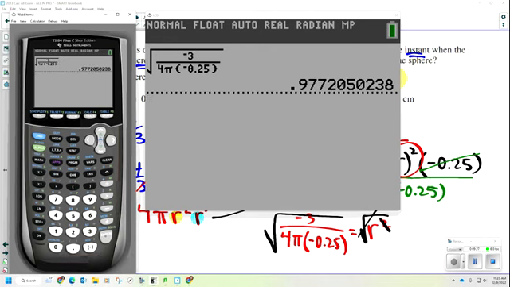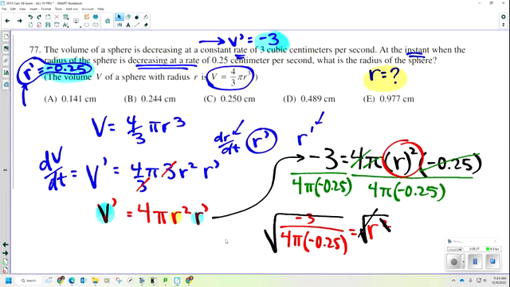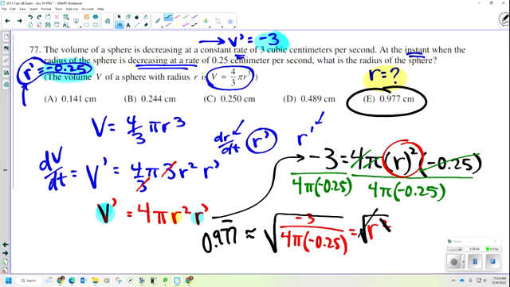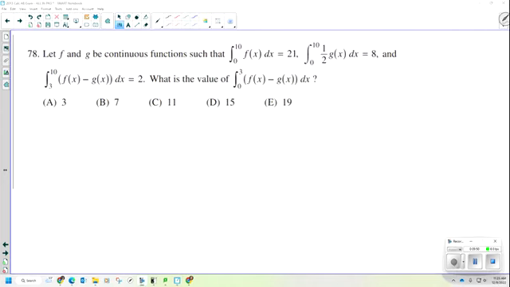0.977. Well, if we round that to 3 places, which is what all of our answers are, that second 7 will stay a 7, because the number after it is 2. That's approximately 0.977. And if it's radius, it's just centimeters, but this is multiple choice, so we don't got to worry about that. Number 78.